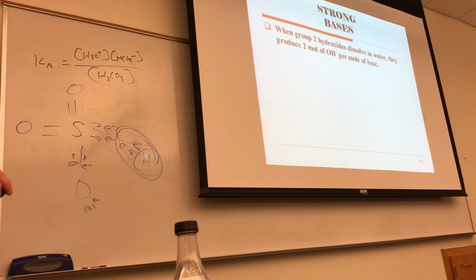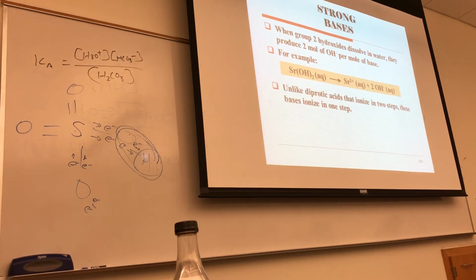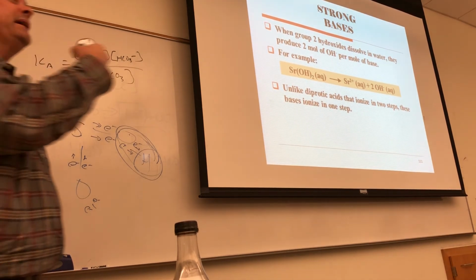Okay, so good, they're pointing this out. Group 2 hydroxides produce 2 moles of hydroxide per mole of the base. Something like this. Unlike diprotic acids, which ionize in 2 steps, these ionize completely in 1. Only difference, not a big deal intellectually, but you have to account for it. It's a big deal in the calculation.